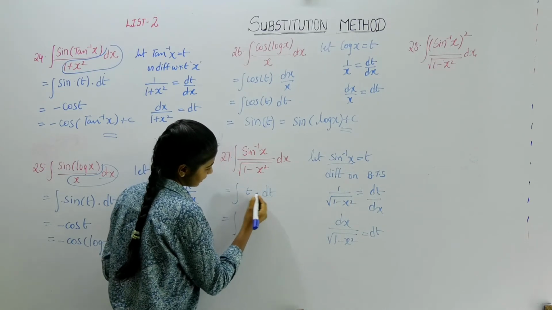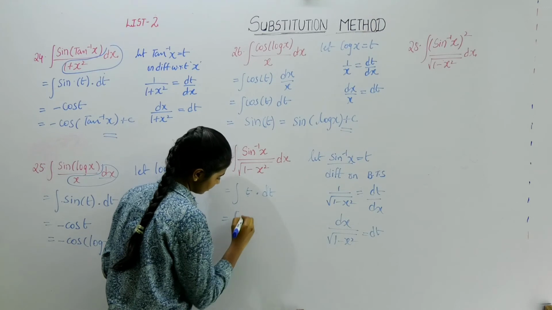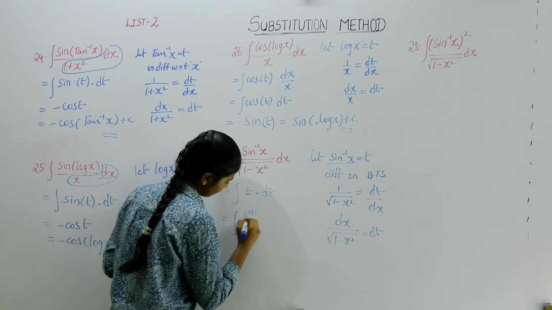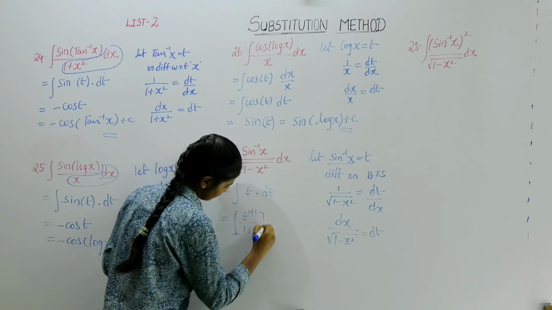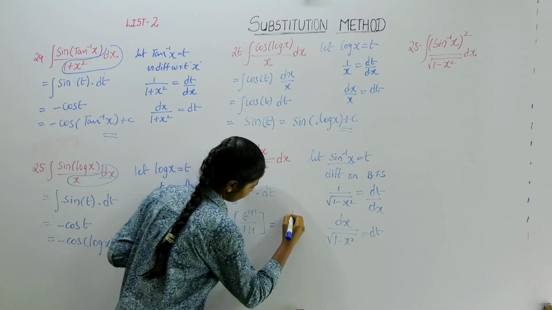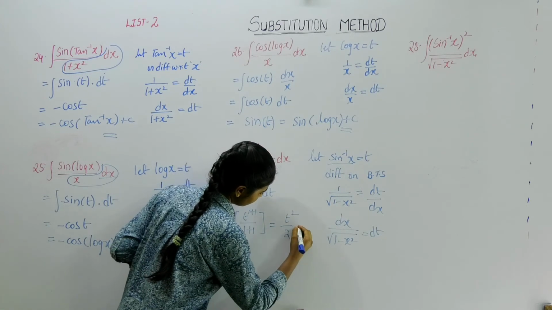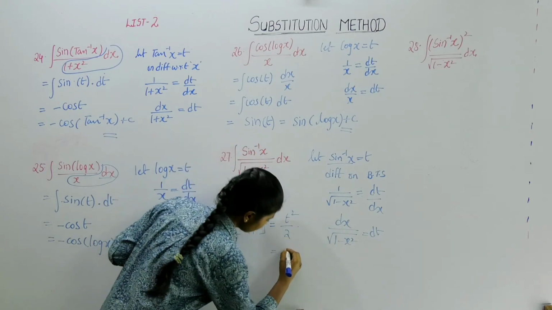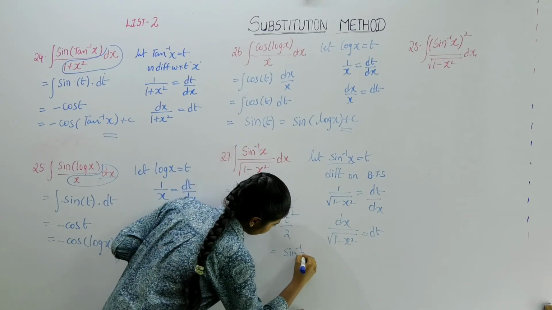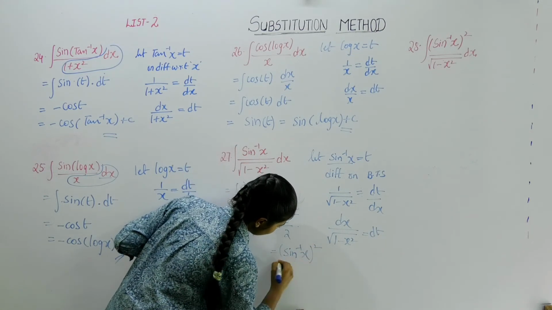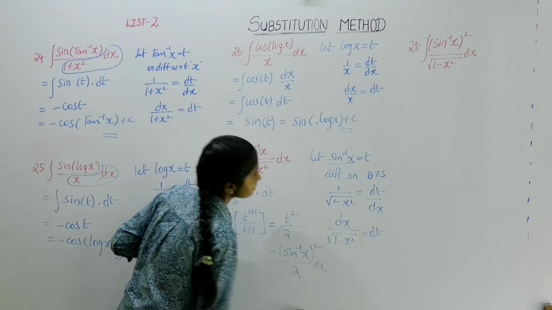Integral t dt. When we substitute the formula, t power 1 plus 1 by 1 plus 1, it is equal to t square by 2. What is the value of t? It is sin inverse x whole square by 2 plus c.